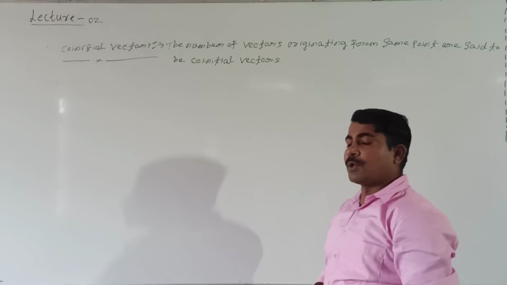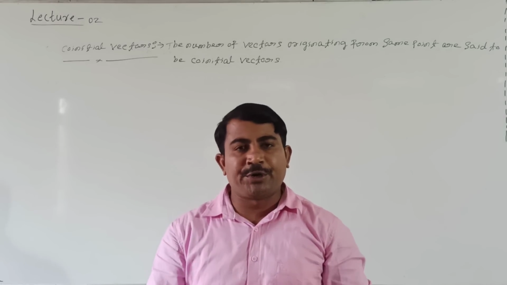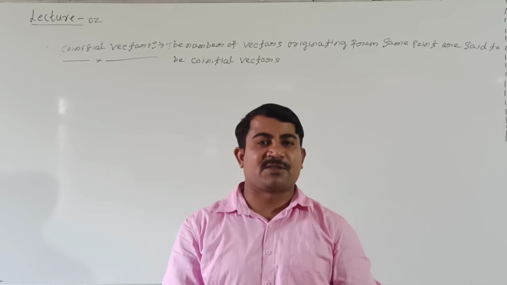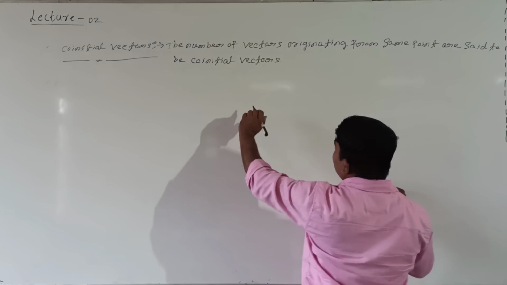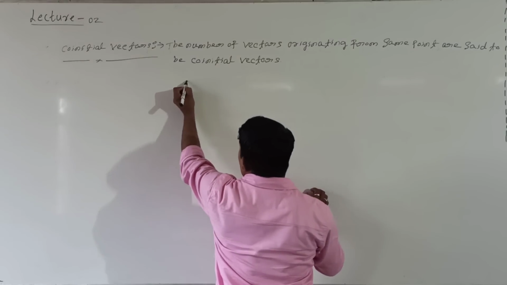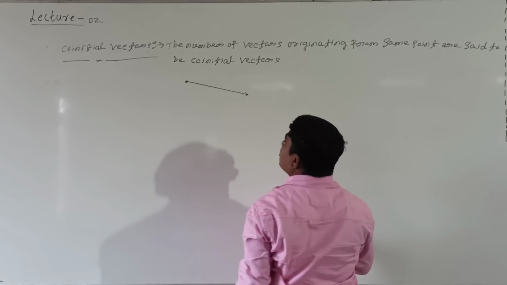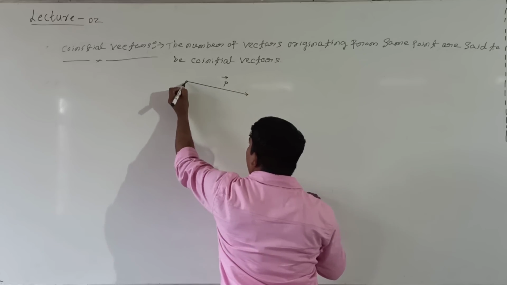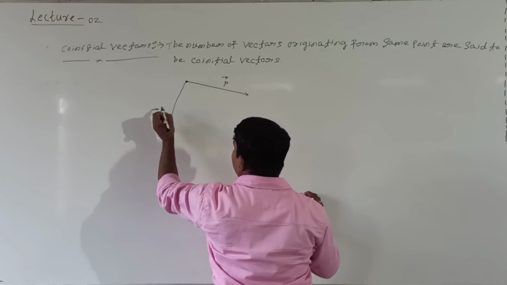Right? Now for the co-initial vectors we will take a point. See here. What this is? This is the point I will take. From this point consider so many vectors are originating. See here. This vector we are calling P vector. Right? Now this vector we are calling R vector.